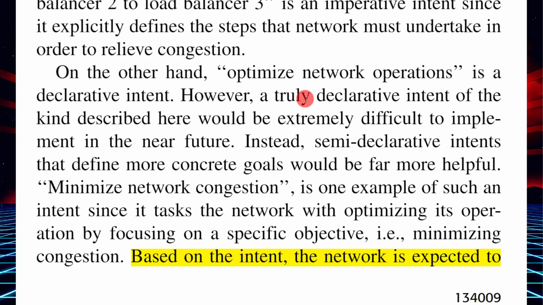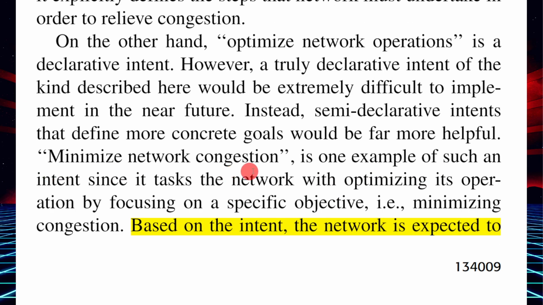And on the other hand, optimized network operations is a declarative intent. However, a truly declarative intent of the kind described here would be extremely difficult to implement in the near future. Instead, semi-declarative intents that define more concrete goals would be far more helpful. Minimize network congestion is one example of such an intent, since it tasks the network with optimizing its operation by focusing on a specific objective, i.e., minimizing congestion.